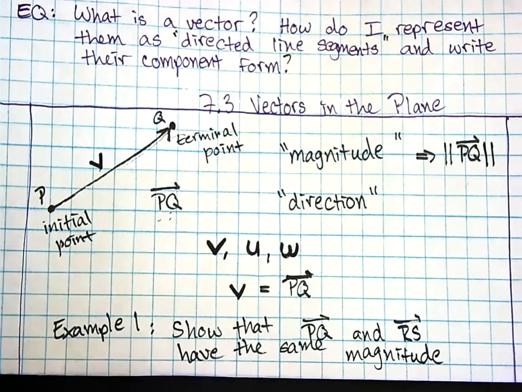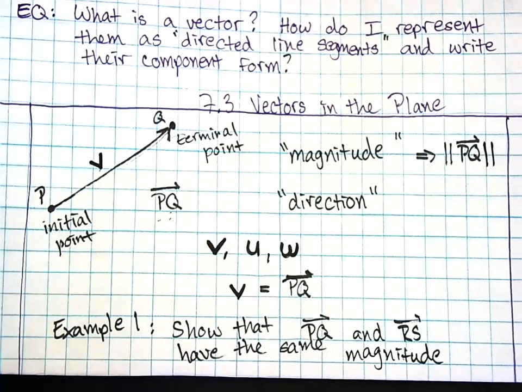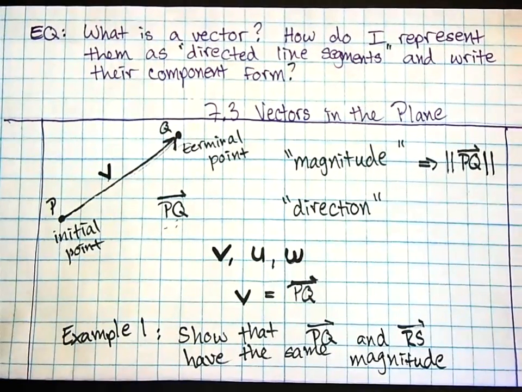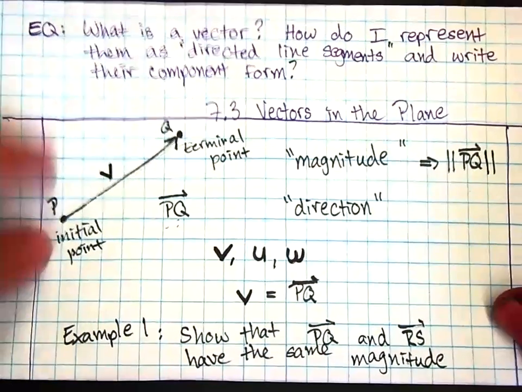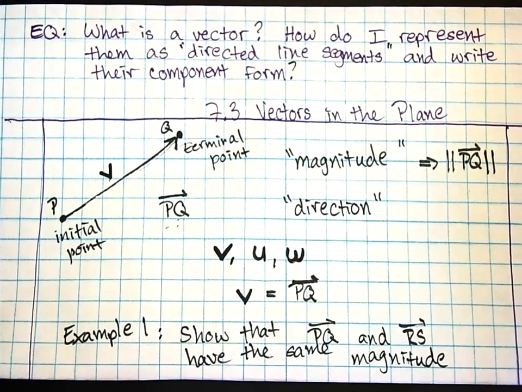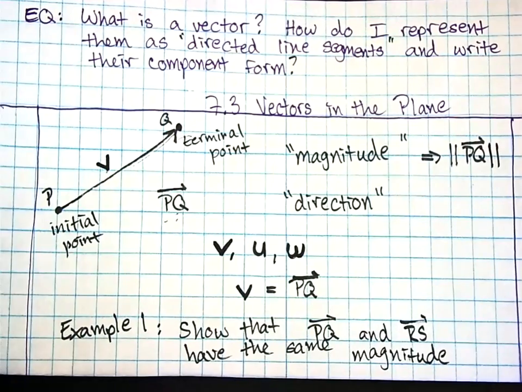The essential question is, what is a vector and how do I represent them as directed line segments and write their component form? So in this part right here, I've written down the key points, and I want to walk through them as well as use the book for additional reference. So first off, why do we use vectors and what's the point of them?